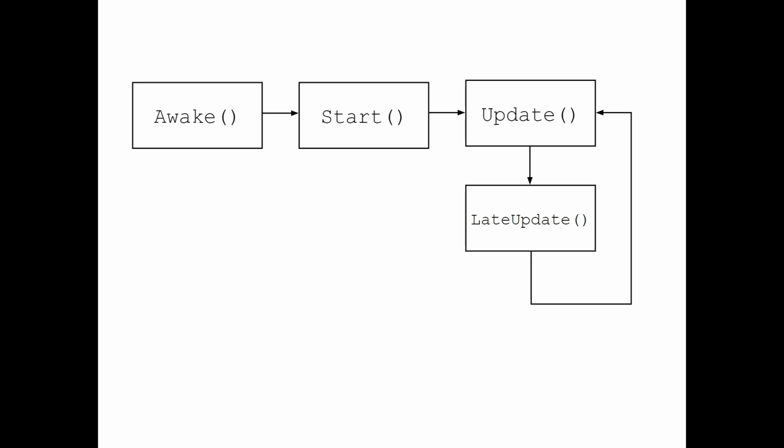This is the idea. You have Awake that you can count on happening before Start, and then after Start happens, you have updates. So you can count on that happening at least once per frame before LateUpdate happens, and then they go in a loop. So functionally, once you're inside of a loop, which happened first, who knows? But the important part is that you know that everything that has an Update function, those happen as a group. And then everything that has a LateUpdate function, those happen as a group.